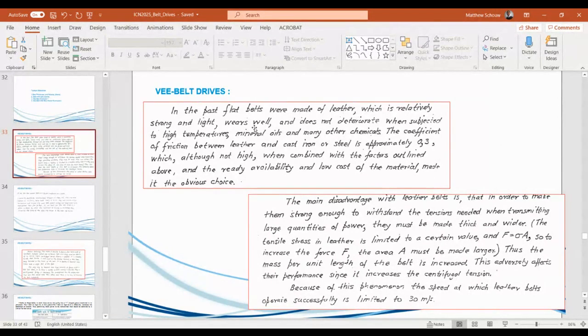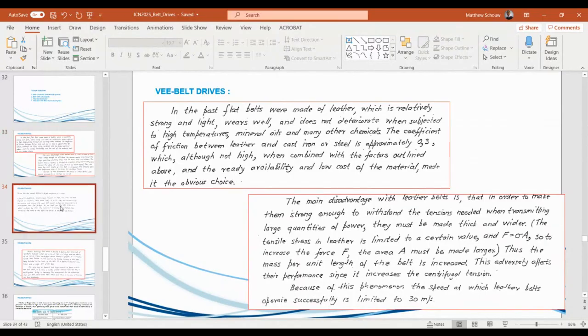You've obviously seen that wherever the belt is, you're going to have a bigger centrifugal tension force on the belt. Because of this phenomenon, the speed at which leather belts operate is limited to around 30 meters per second. So if you're using a leather belt in a typical flat or cross belt arrangement, you can only really get around 30 meters per second. And how many kilometers per hour is that? We're probably more familiar with that. That's around 100 odd kilometers per hour.